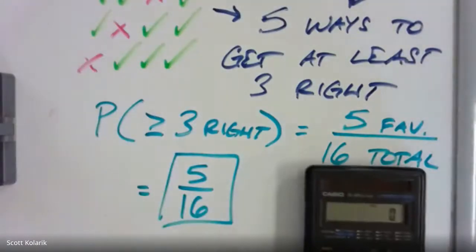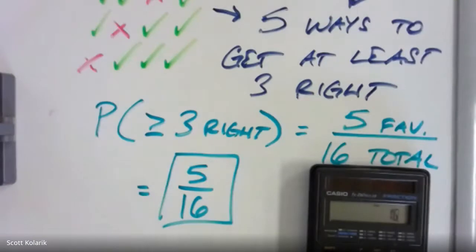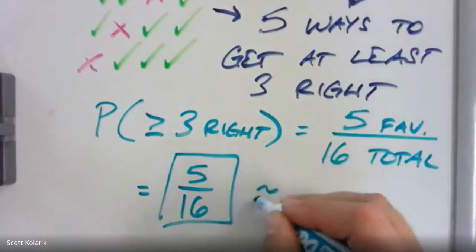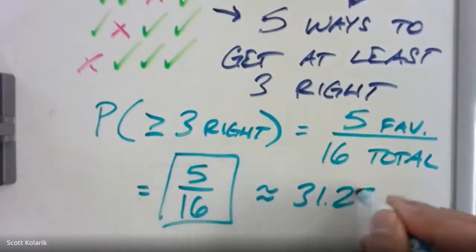If I wanted to find out a percent, I would take 5 and divide it by 16 and it would spit out that decimal, 0.3125. Move the decimal twice, and that would also equal 31.25%.